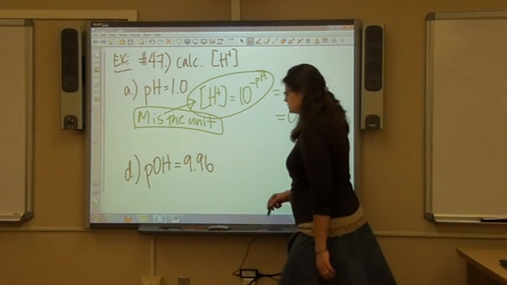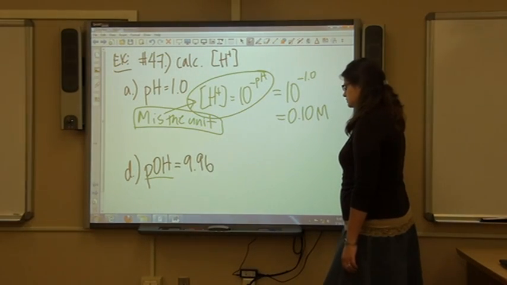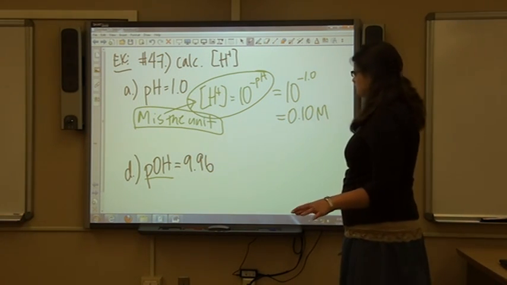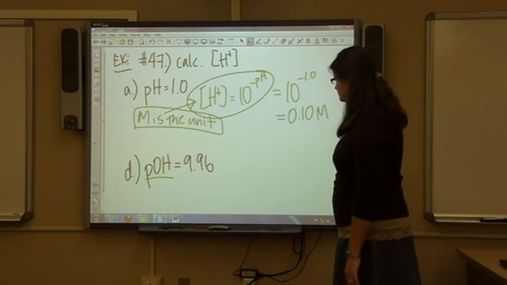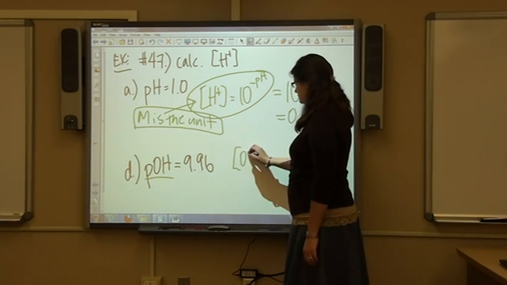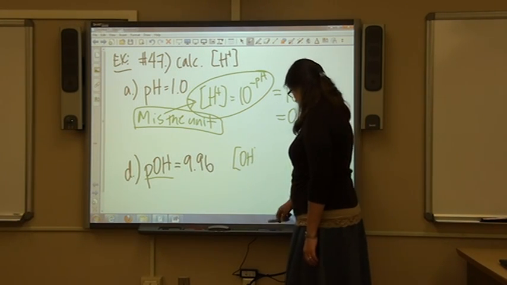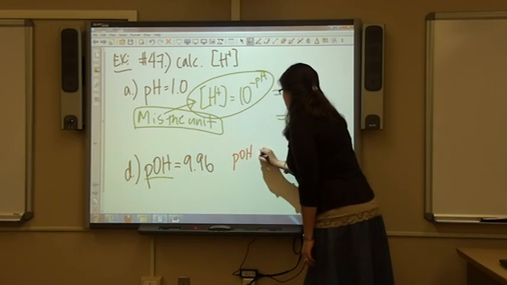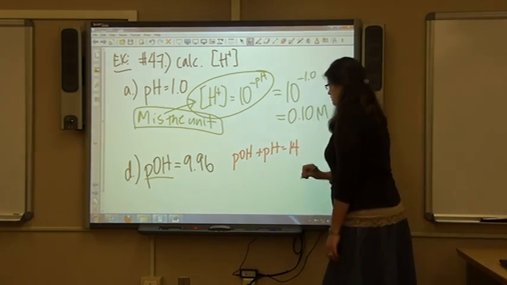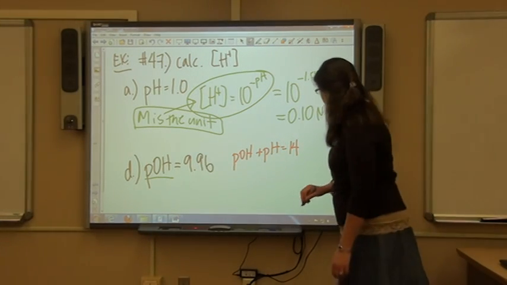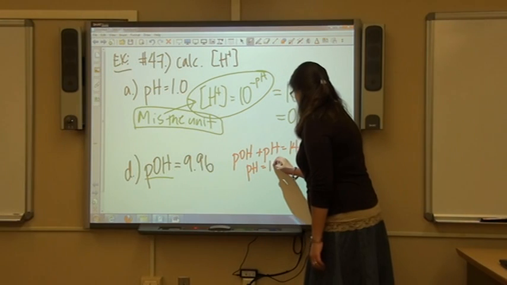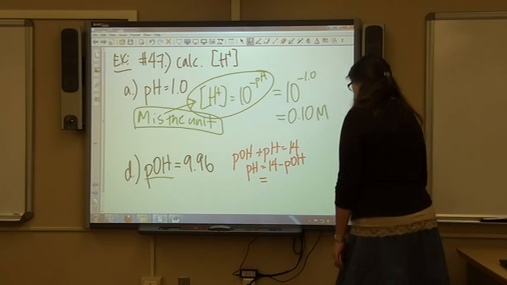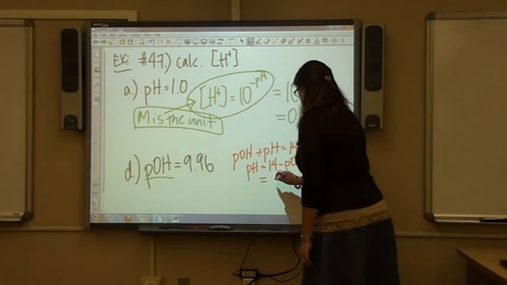Okay, so let's go on to the D then. I think this problem had 4 parts. Memory serves. Anyhow, so you have a pOH now. That means that here you're going to have to first use this formula to find your pH. So pH is equal to 14 minus the pOH, which would give you a pH of 4.04.